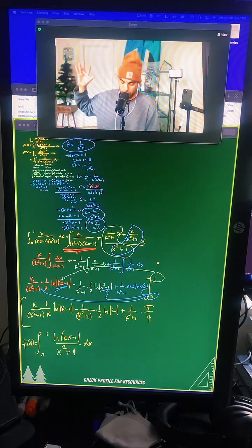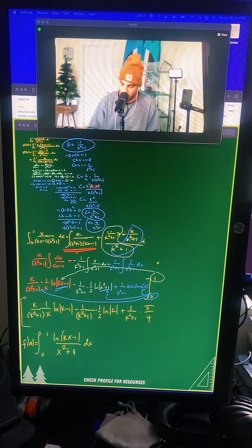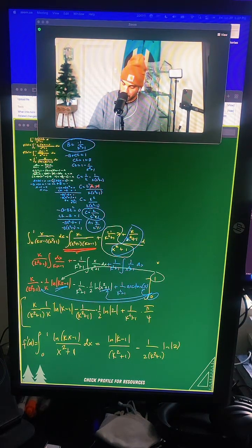Yeah, we took the integral of this. Oh, this is our f prime, equal to this whole thing. So now let's simplify. This is natural log of k minus 1 over k squared plus 1, minus 1 over 2 times k squared plus 1 natural log of 2, and then plus 1 over k squared plus 1 times pi over 4.